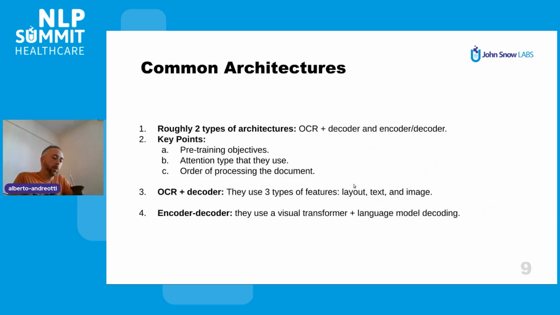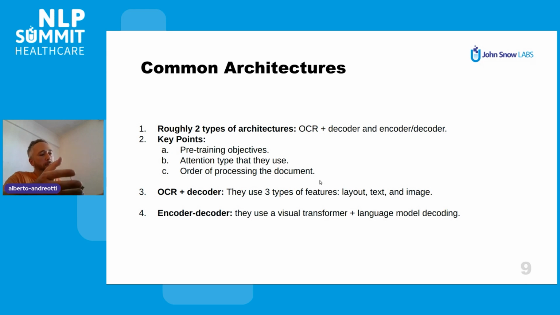Okay. So now we're going to be touching really briefly on the most important architectures for dealing with this problem. It's going to be really brief because we may need an entire day for discussing this in detail. There are many different people and teams working on this, and this is really an active area of research. So basically, you have two types. You can have an OCR plus a decoder, and when I say decoder, it's a language model, and then you can have an encoder and decoder, right? And when I say encoder and decoder, it is a visual transformer encoder with a decoder that is a language model.